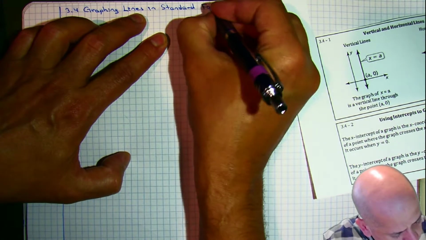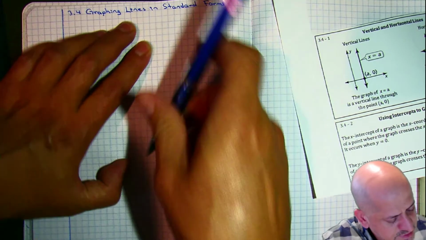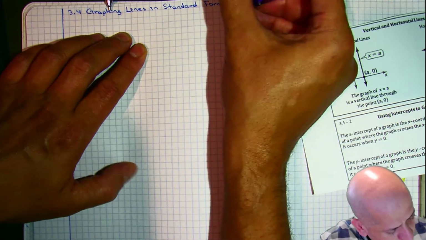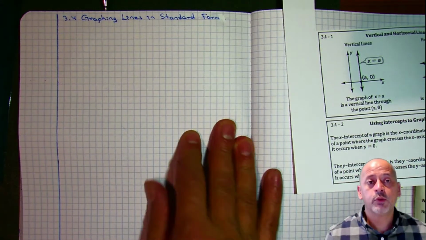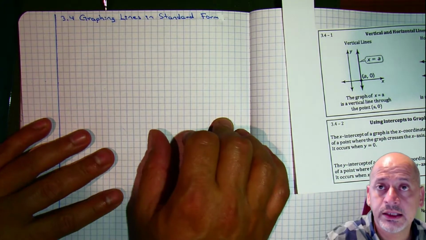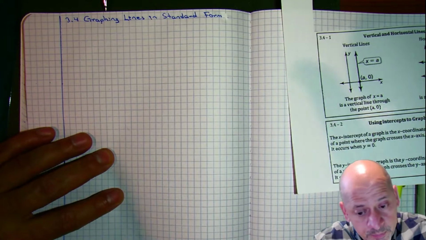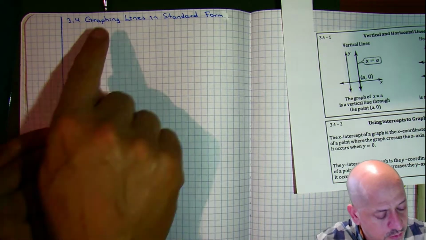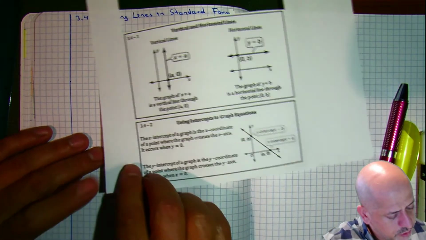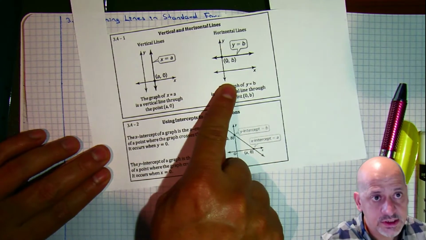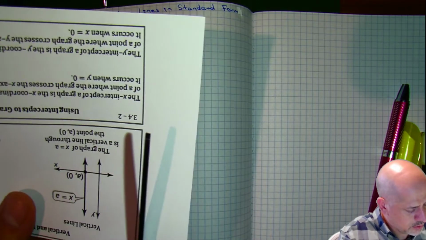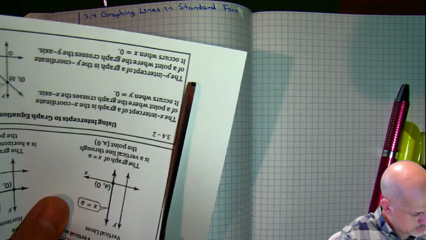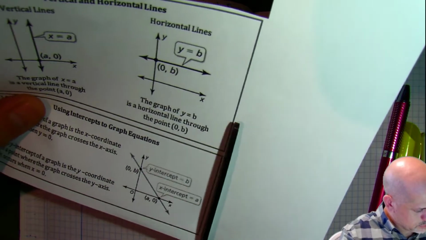The other way that we graphed lines before was when we graphed equations of lines in slope-intercept form. So first, before we actually get to graphing lines in standard form, we are going to use this cutout, 3.41, and we're going to go through the process.